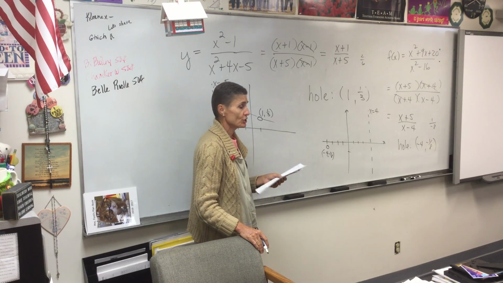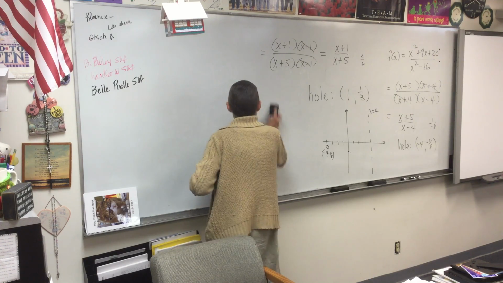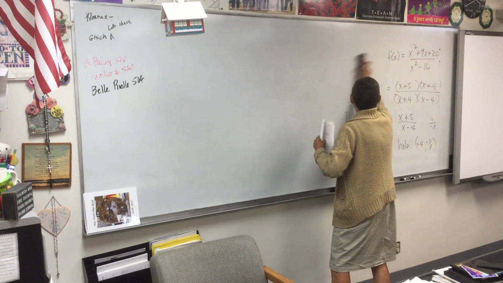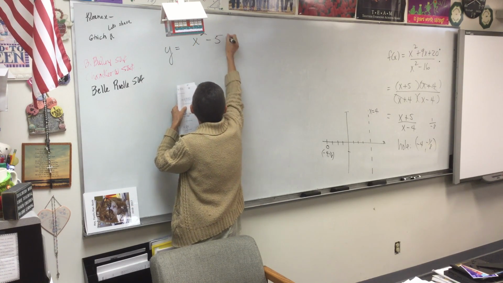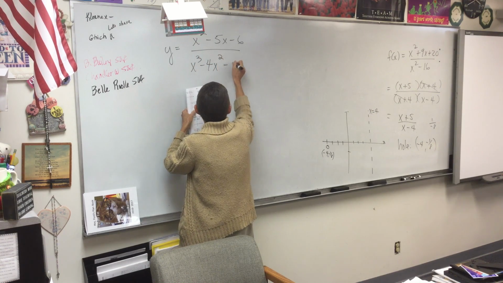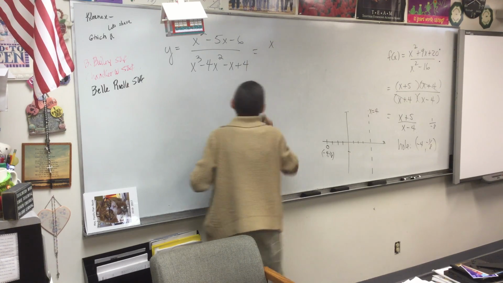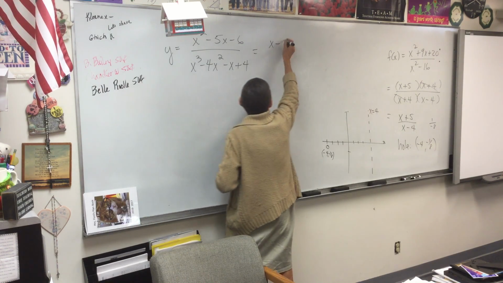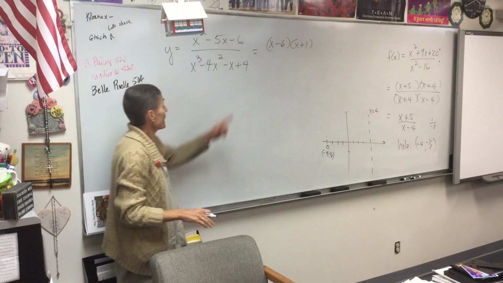Oh my gosh, look at G. What a monster problem. Let's see what we can do with it. Any suggestions? Factor. That's a great suggestion. How does this thing factor? How does the top factor? Watch it now. I know you're thinking 2 and 3, but it's not 2 and 3. (x - 6)(x + 1). Remember, one has to be positive and one has to be negative.